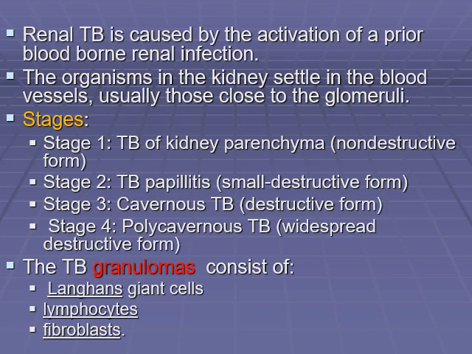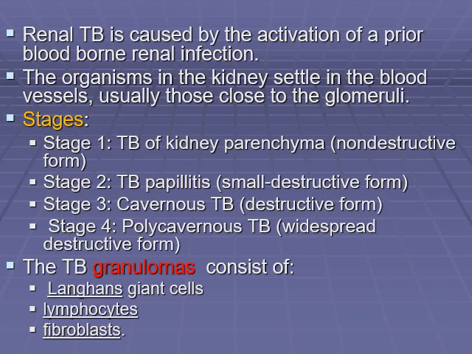The organisms in the kidney settle in the blood vessels, usually those close to the glomeruli. What are the stages? We have 4 stages. Stage 1 is TB of the kidney parenchyma, which starts as a non-destructive form. Stage 2 is TB papillitis. Stage 3 is cavernous TB. Stage 4 is polycavernous TB, which causes widespread destruction of the kidney.